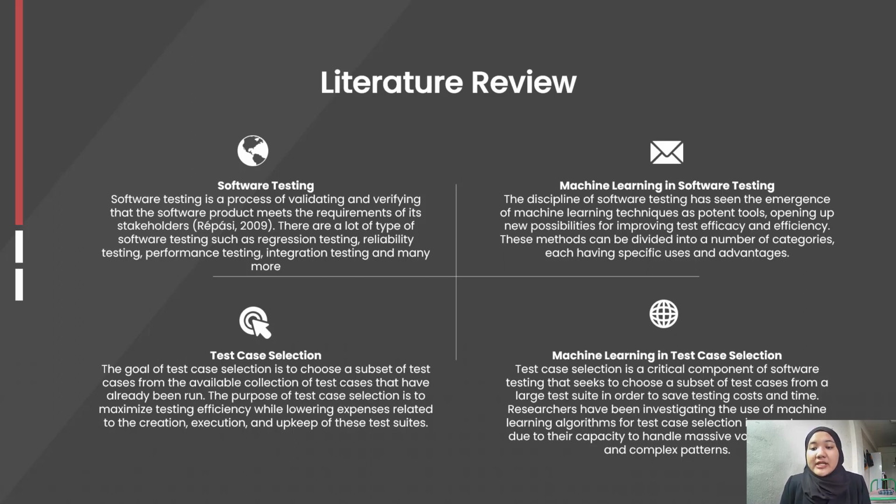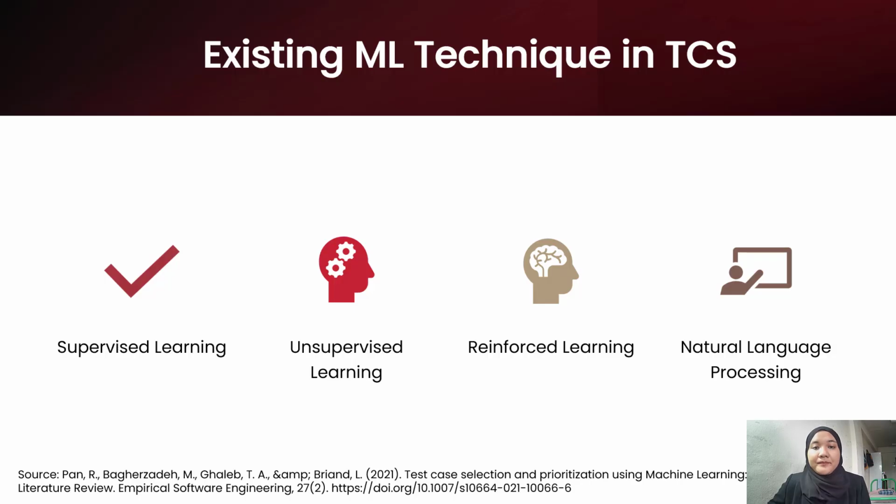Next would be machine learning in test case selection. Test case selection is a critical component of software testing that seeks to choose a subset of test cases from a large test suite in order to save testing costs and time. Researchers have been investigating the use of machine learning algorithms for test case selection in recent years due to their capacity to handle massive volumes of data and complex patterns.